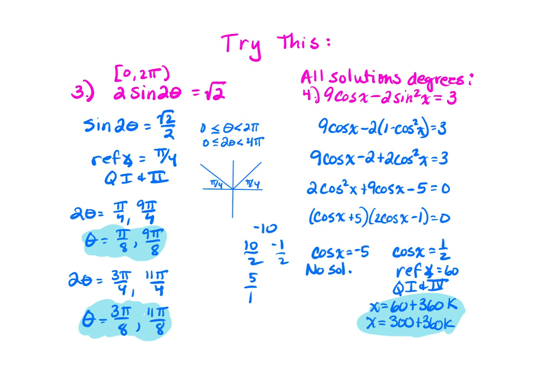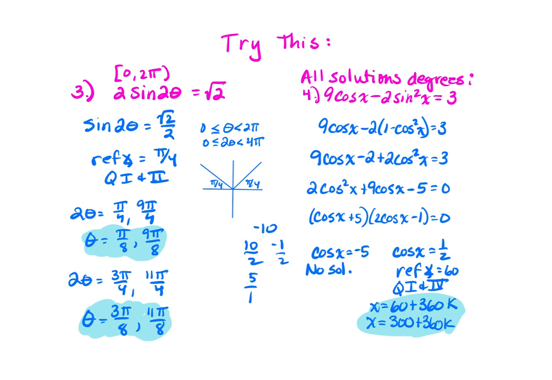In problem number 4, I'm solving for all solutions in degrees. Notice I have a sine squared and I have a cosine, and I can't solve it with these 2 different trig functions. There's no way to factor them apart. So I have to use an identity so I can write everything in terms of cosine. Sine squared is 1 minus cosine squared. So I substitute it in. I distribute the negative 2, and then I set my equation equal to 0.